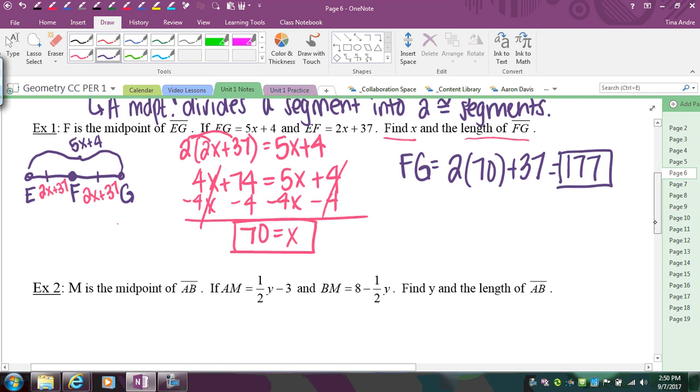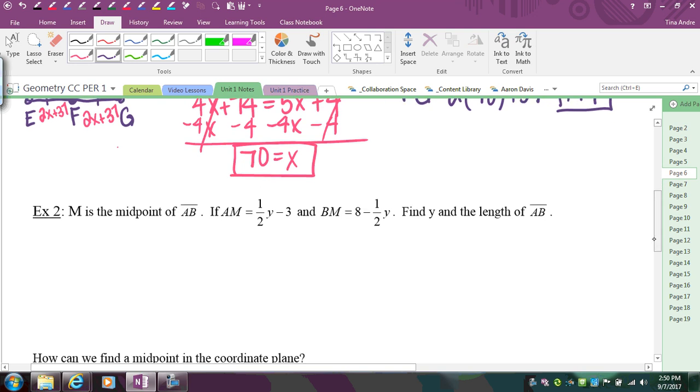The next example here, start by drawing your picture. We have M is the midpoint of AB. So we have a segment AB with M in the middle, the midpoint, the middle point, so the two congruent parts. It says that AM is 1/2 y minus 3, and then BM is 8 minus 1/2 y. We want to find y and then the length of AB.